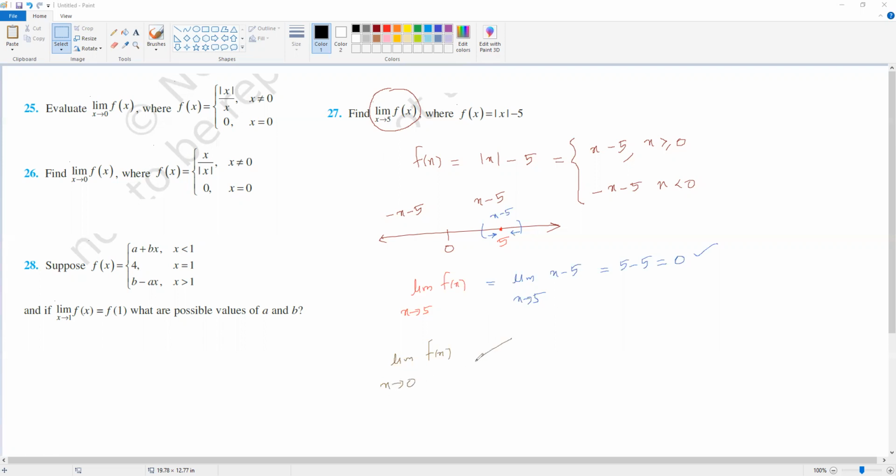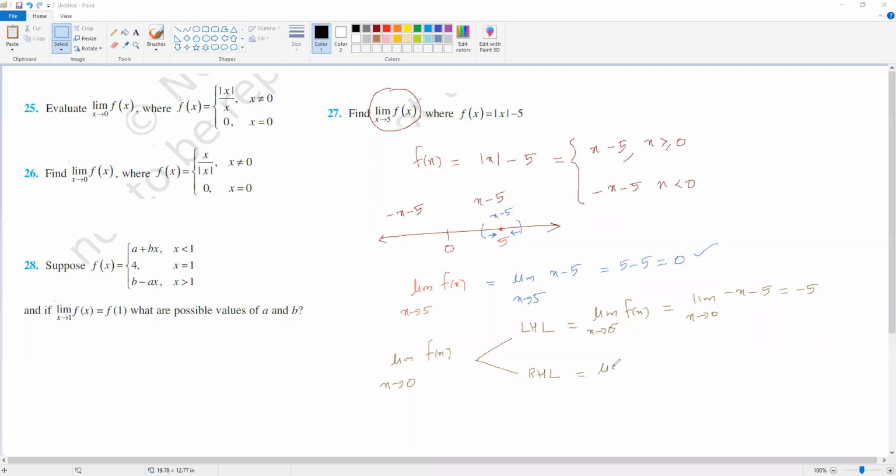But if they ask you to find the limit of this function as x approaches 0, in this case you have to find the left hand limit and right hand limit separately, because on the left there is one definition and on the right there is another definition. So the left hand limit is the limit of that function as x approaches 0 from the left side, where your function is minus x minus 5. Direct substitution gives minus 0 minus 5, that is minus 5.